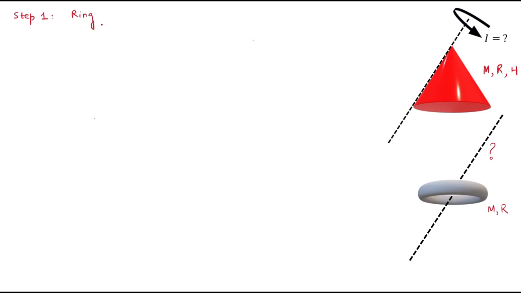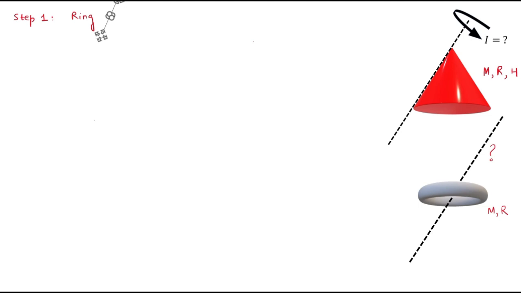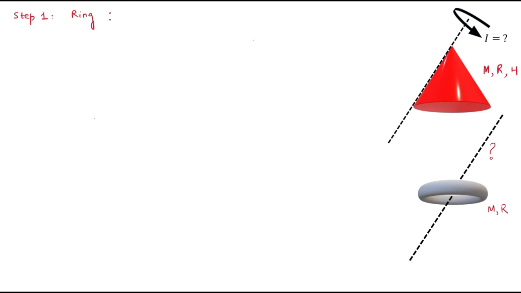Now if you still have a doubt in this, you can check my previous video. I'll be using the result straight away. For the case of a ring, that comes out to be m r square, 1 minus sine square theta, divided by 2.